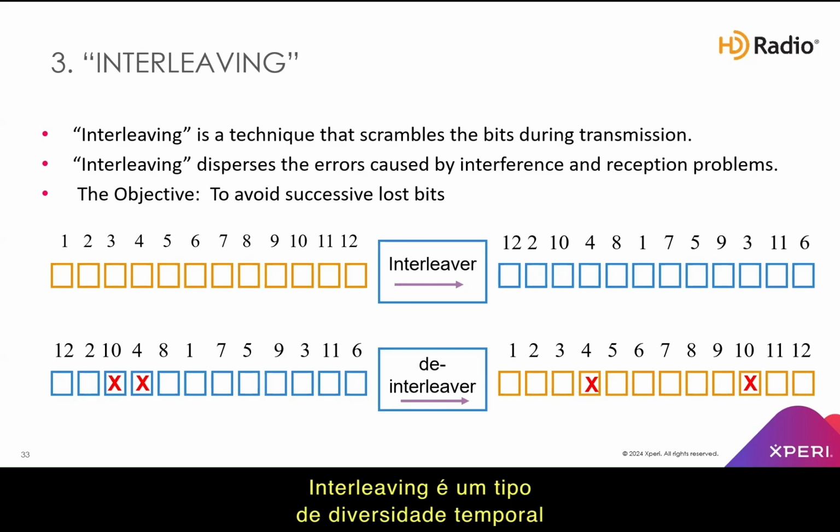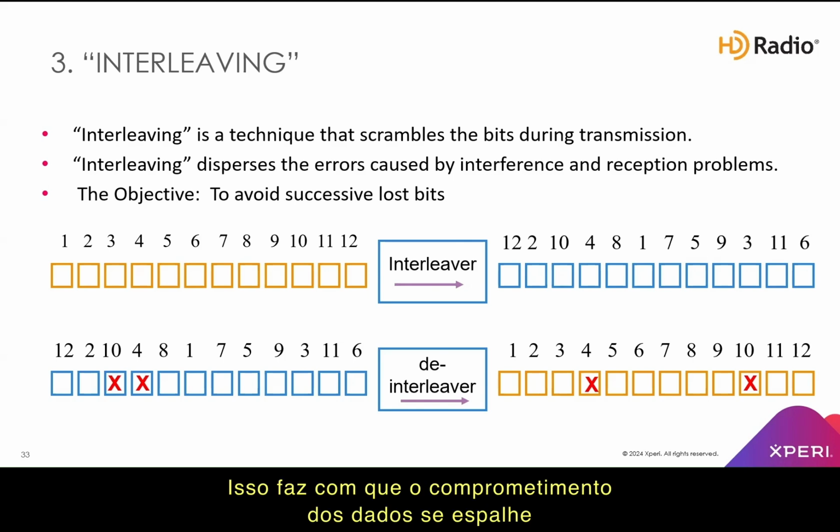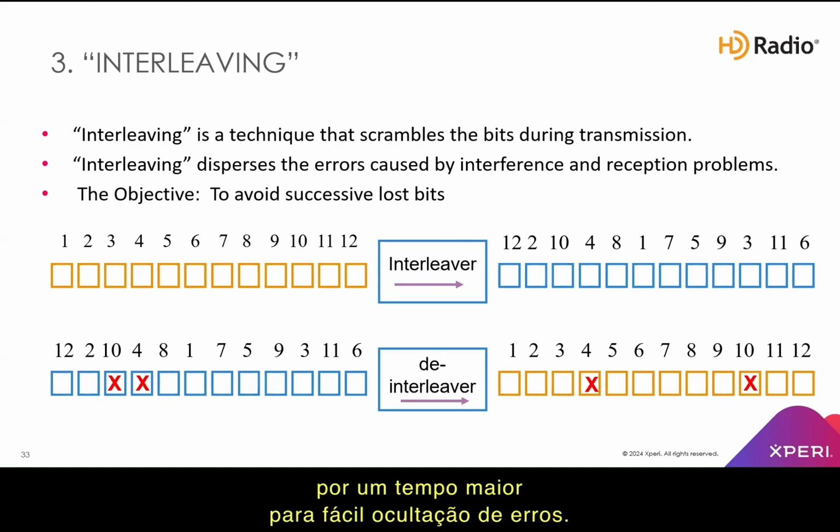Interleaving is a type of time diversity that scrambles and interleaves the audio bits at the exciter and reassembles them in the receiver's decoder. This causes the data impairment to spread out over a longer time for easy error concealment.